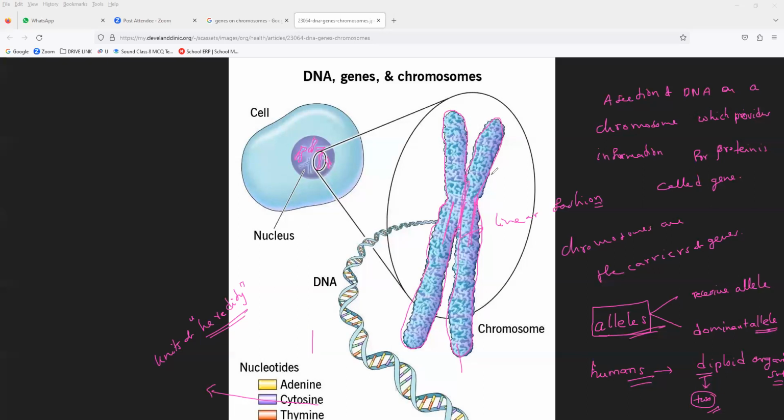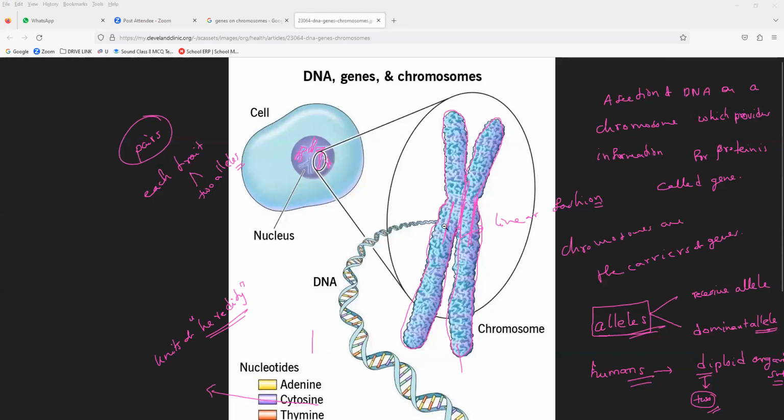So always remember, all the genes are always in pairs only. No gene exists alone. So each characteristic has how many alleles? Everybody? Each trait has how many alleles? Please respond. Two alleles. So one is what, everybody? One is the dominant allele and another one is what? Recessive allele.